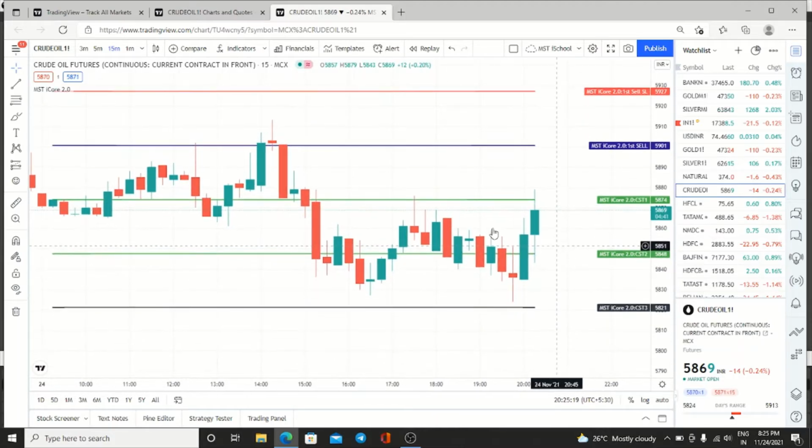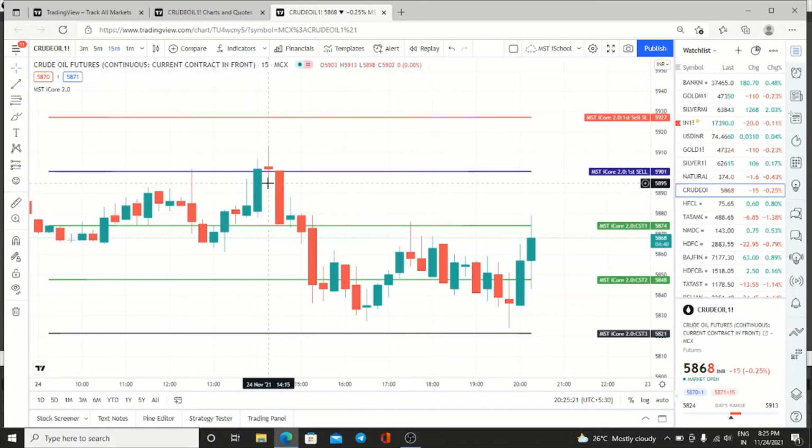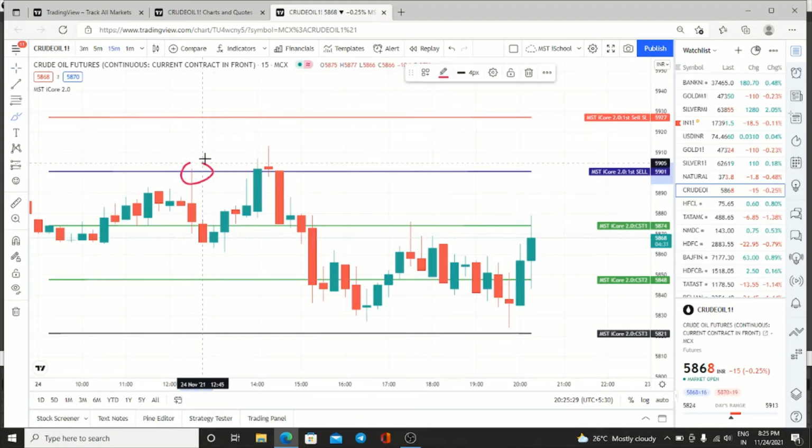Now we have taken the entry at 5901 and we have to wait for the target. First target means 5874. See, exactly it got triggered and immediately we got our target, in the same candle. So if you are a small trader looking for only the first target, your trade got over within 15 minutes of the day. Next, again it went up.